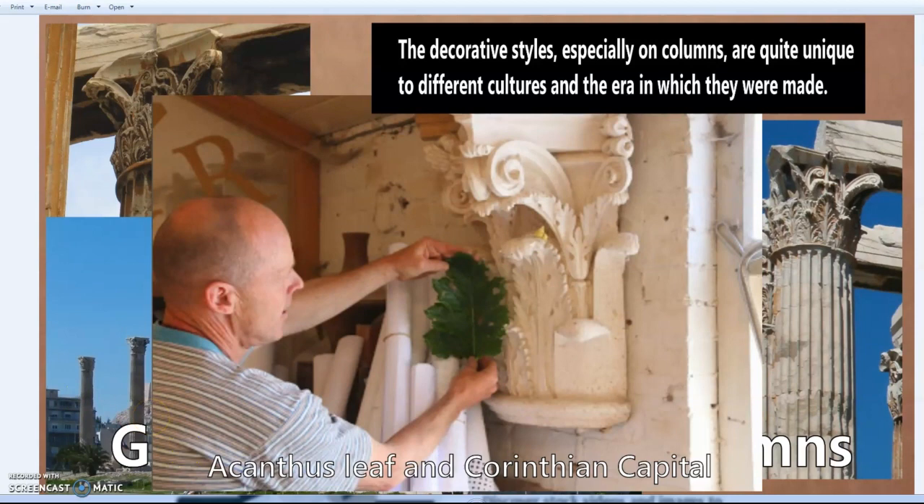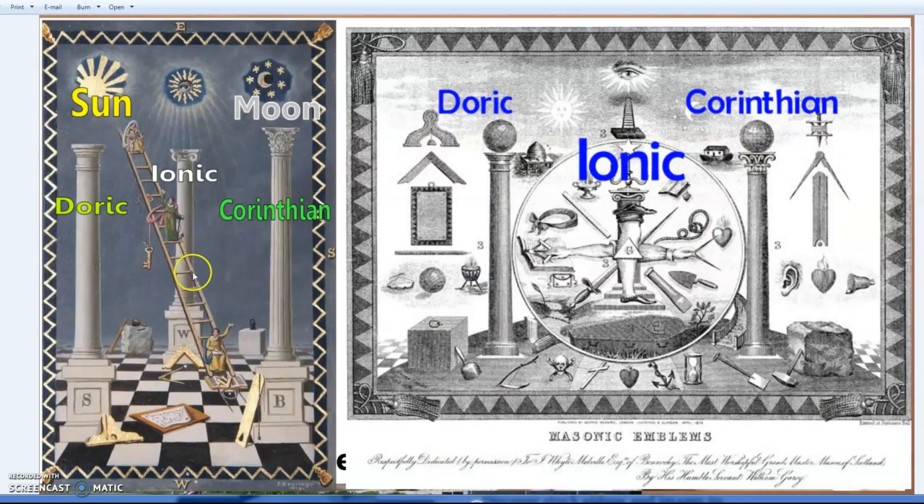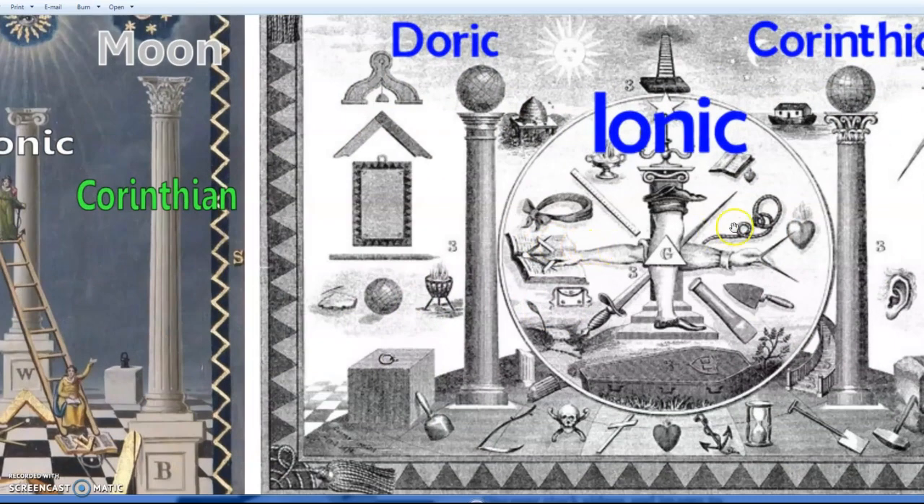The Corinthian capital is based on the acanthus leaf, and now we have the three Greek orders of architecture: the Doric, the Ionic, and the Corinthian. The male, the female, and the Virgin, which is also the column of strength, the column of wisdom, and the column of beauty.